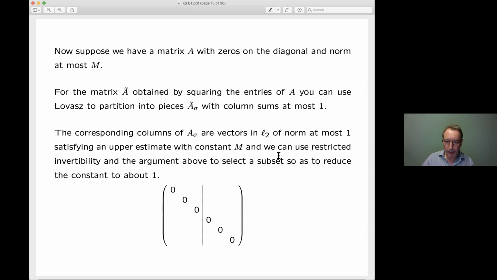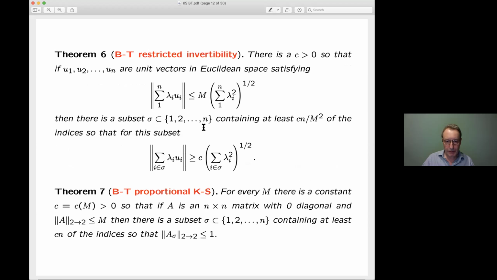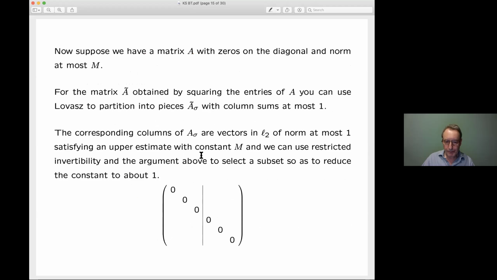So we can now apply restricted invertibility in the sense that I talked about it here in Theorem 6 to extract a further subset on which these columns actually behave a little bit like an orthonormal basis. In other words, you get a nice bound. And of course, this is actually stronger than I need because actually what I want to do is then say, well, I'll now chop off the bottom bit and get something even better for this piece here.